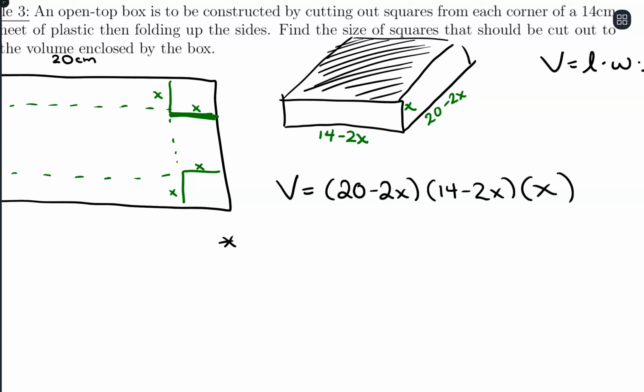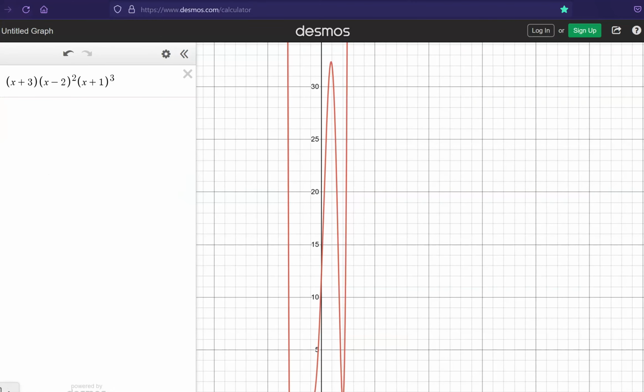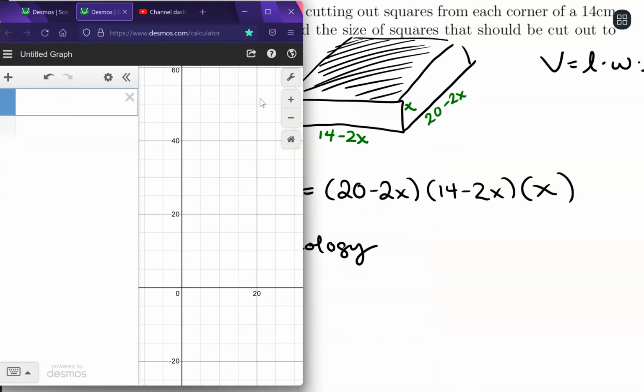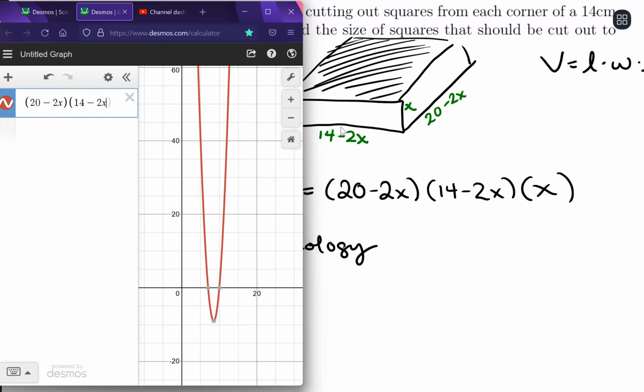What we're going to do is use technology to help us out. So finding minimums and maximums from polynomials, we're going to rely on Desmos to help us out. So what we're going to do is graph our function. So we have 20 minus 2x times 14 minus 2x times x.